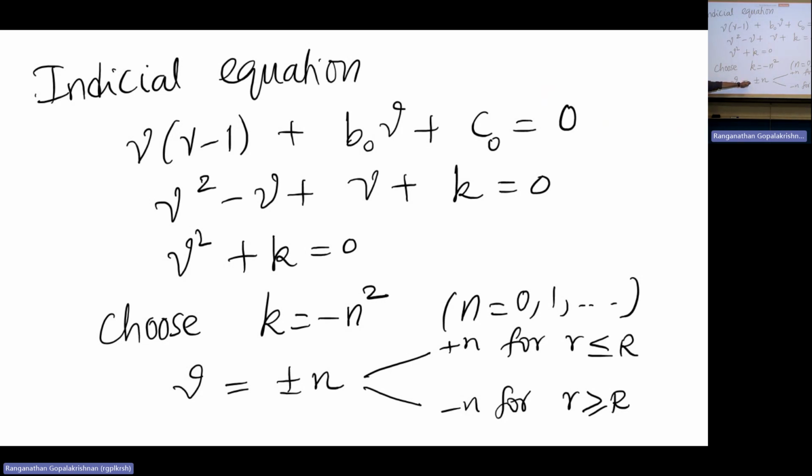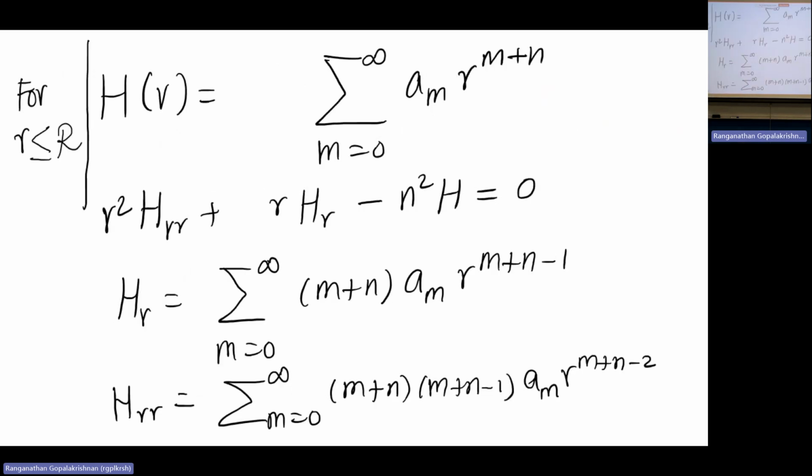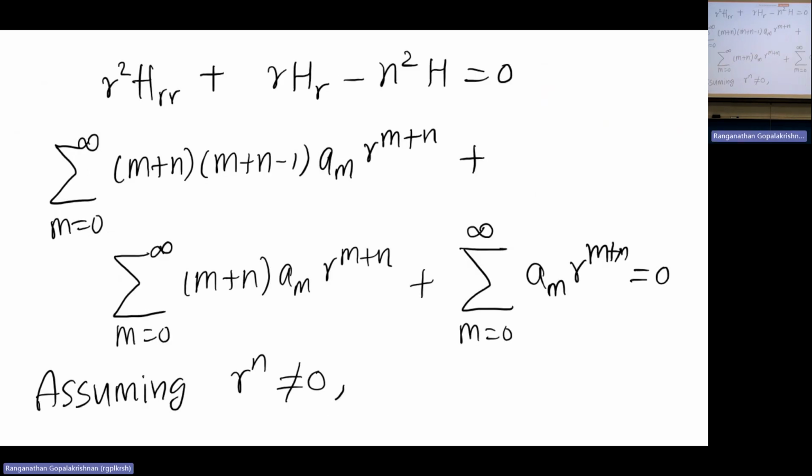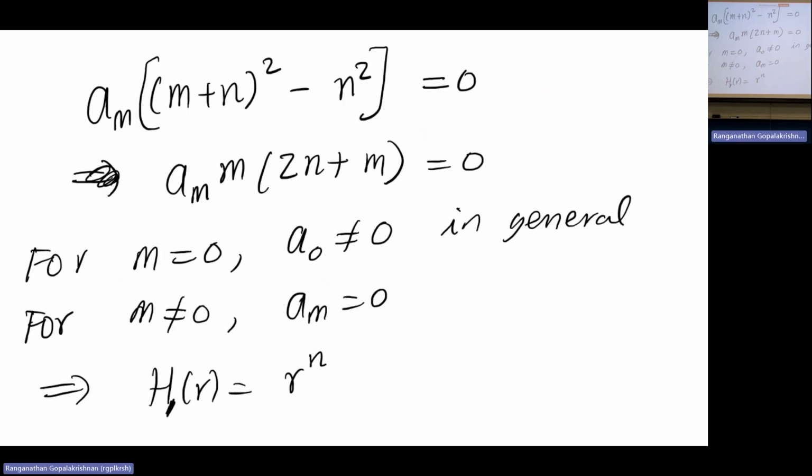Just pick nu equal to n, and then what we do is to go through the solution process, substitute for h using the infinite series, solve for am, and you would find out that am is actually 0 regardless of what m is. That is, for m equal to 0, a0 has to be non-zero, and for any other m, am is just 0, which means your solution is r power n.